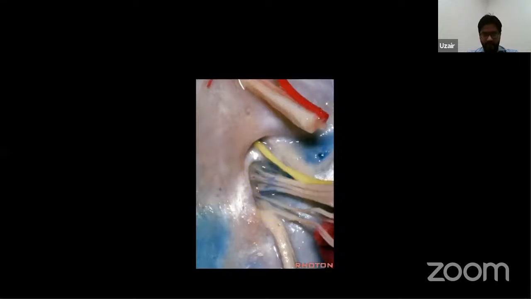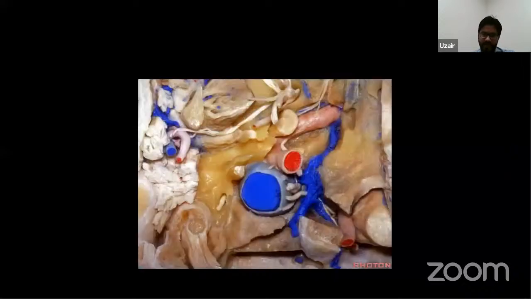So this is the glossopharyngeal nerve exiting through the jugular foramen. This one is the vagus nerve exiting through the jugular foramen, and this one is the spinal accessory nerve. Now this is the infero-superior view of the jugular foramen after these nerves have exited from above downwards, exiting the cranial cavity. So this is the internal jugular vein.